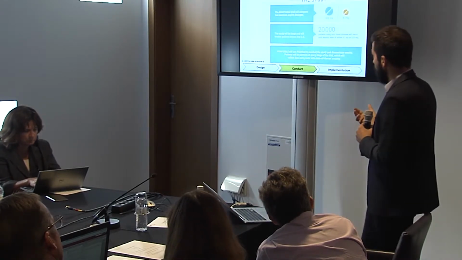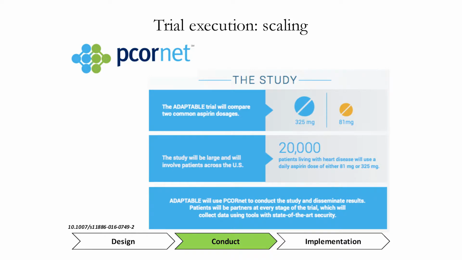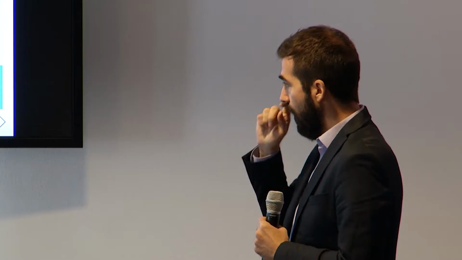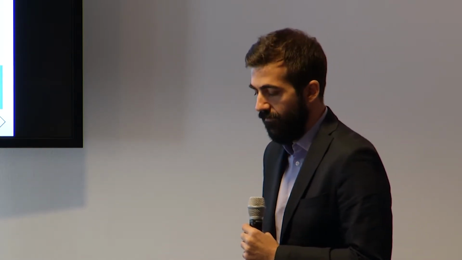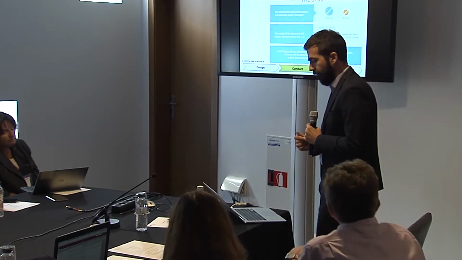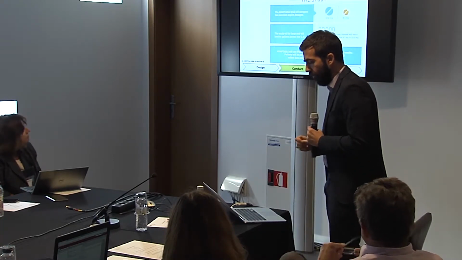And I guess the more aspirational example is what PCORnet and PCORI are doing with the ADAPTABLE trial. They want to recruit at least 20,000 individuals across a network of multiple healthcare providers that are part of PCORI, for low versus high dose aspirin for secondary prevention in patients that have coronary artery disease.